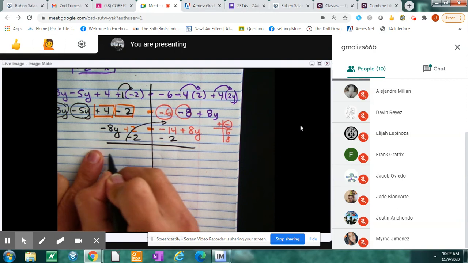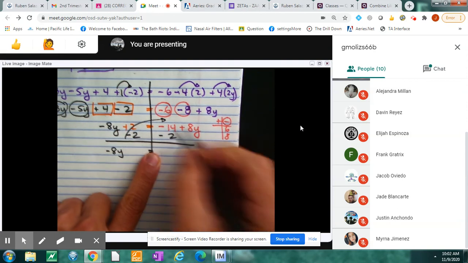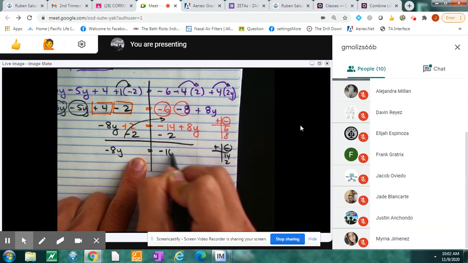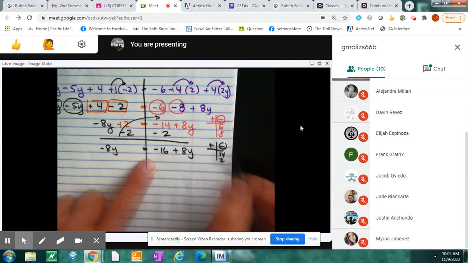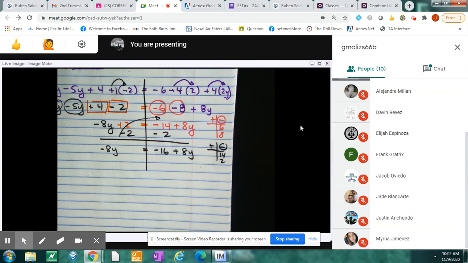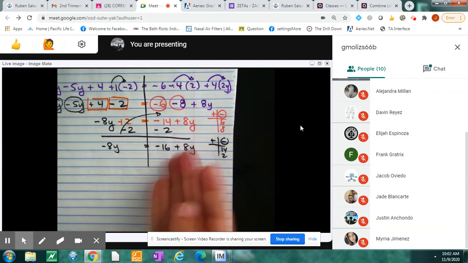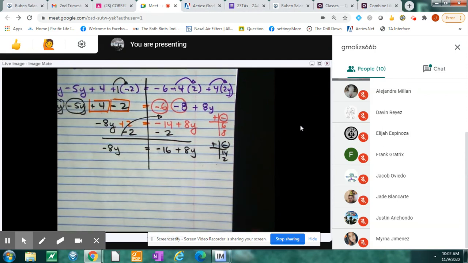So then here we got -8y equals, again, t-chart. -14, -2 is -16, right? Plus 8y. All right. So now you have variables on both sides. Do you want to take out the -8y to have nothing there? Or do you want to bring the +8y to the other side? Which one do you want to do?